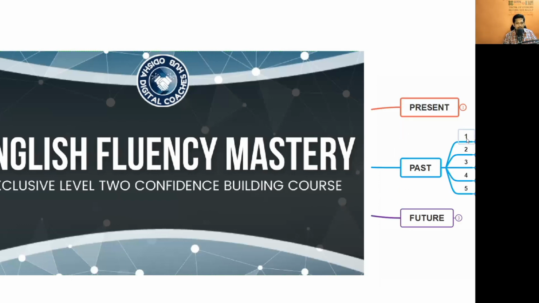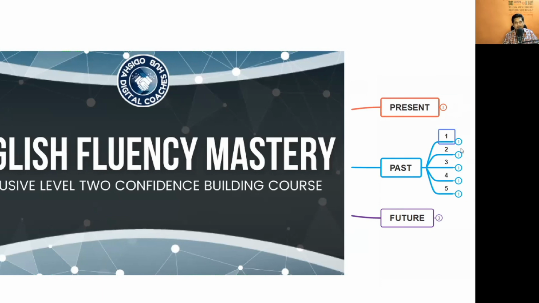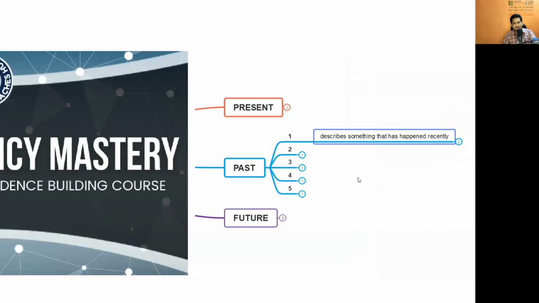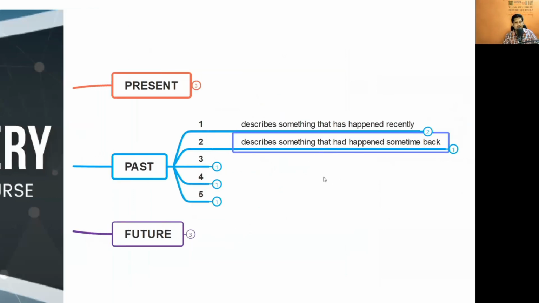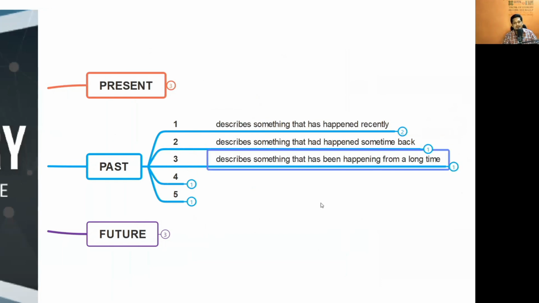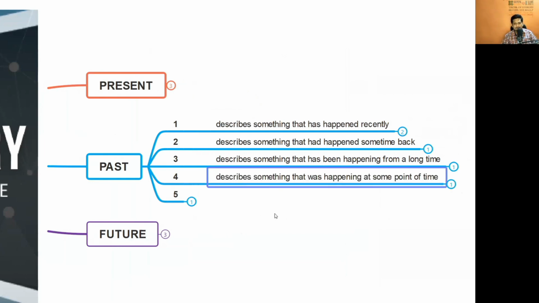So when you want to express something which has happened in the past, there can be 5 scenarios and you can use this past tense. Okay, what are the 5 scenarios? First scenario is you are describing something that has happened recently. Second scenario is something that has happened sometime back, long time back, you can say. Third, something which has been happening, which means that it used to happen in the past, it is still happening right now. Then also you can use some form of past tense.